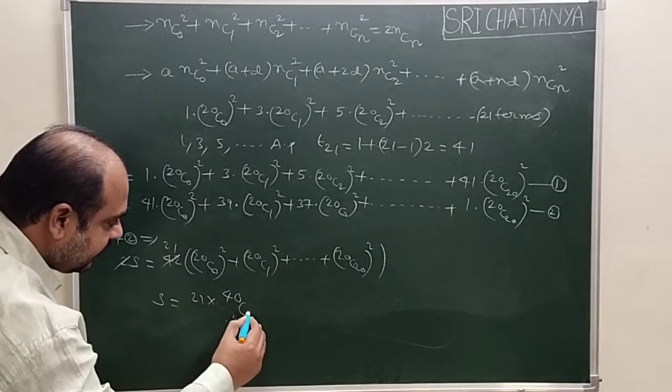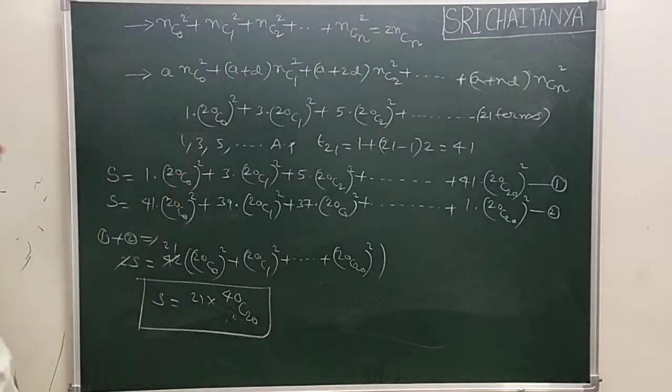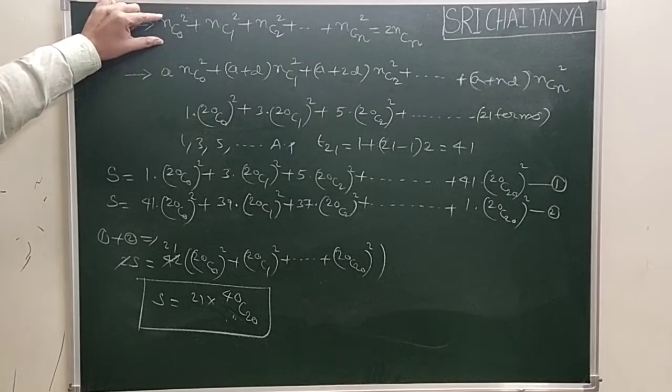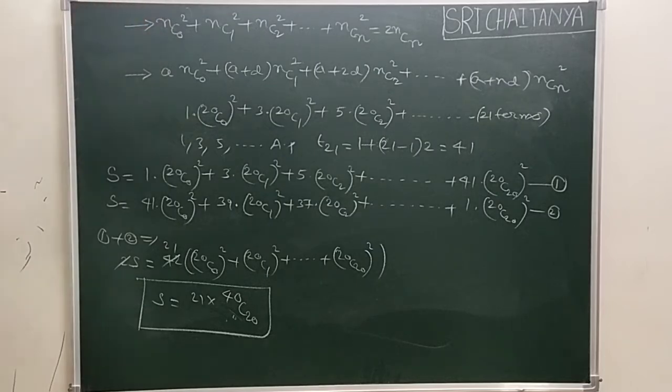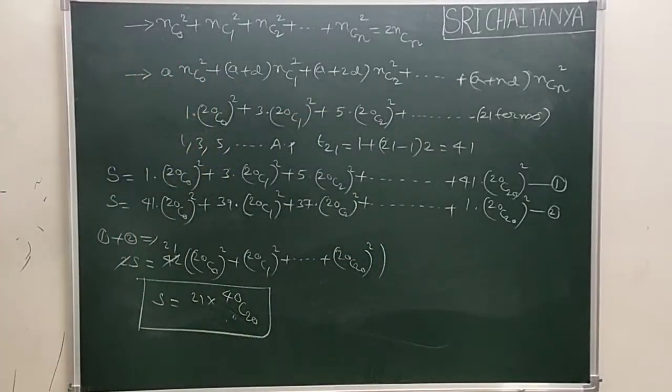Therefore, S equals 21 into, n is 20, that means 40c20. That is the required sum. Whenever squares are there, you have to make use of this formula, 2ncn. Squares and the numbers are in AP, then only this model.